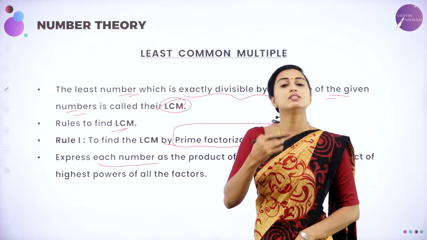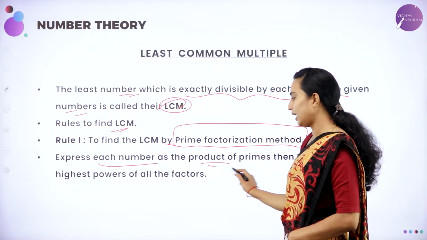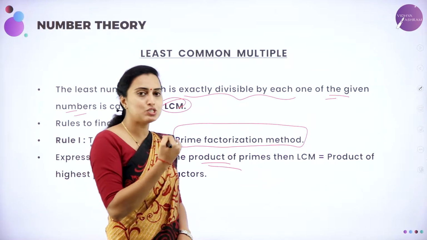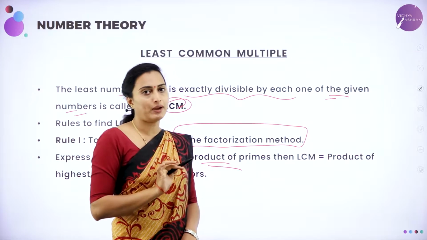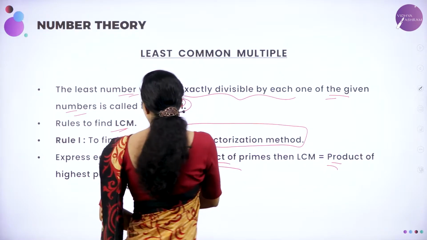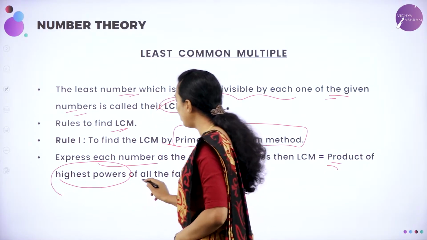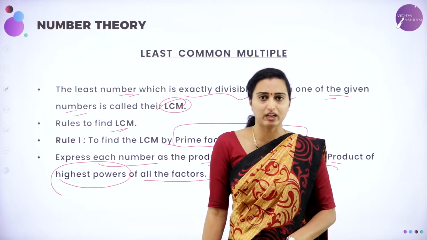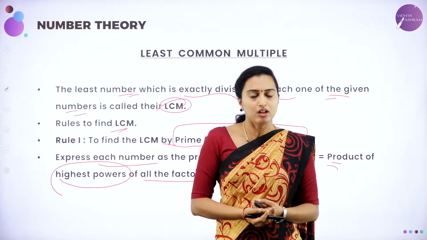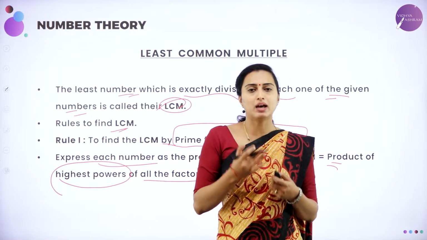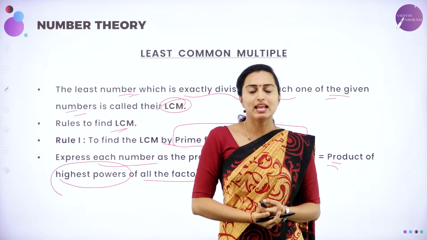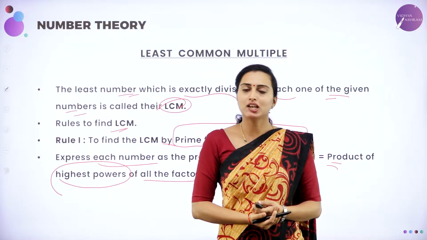Express each number, that means the given number, as the product of primes. That means you are going to find the factors of the given number. You need to represent that as a product of primes, that is, as the canonical representation. That will be equal to the product of the highest powers of all the factors. This is very important. After writing the canonical representation of each number, you take the prime numbers with their highest powers only once. That is nothing but the LCM by the prime factorization method.